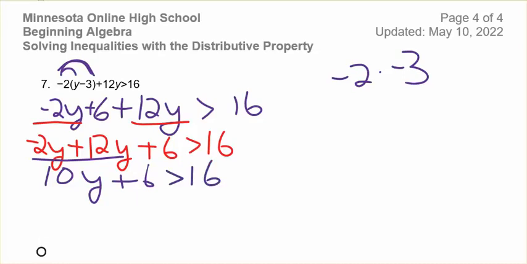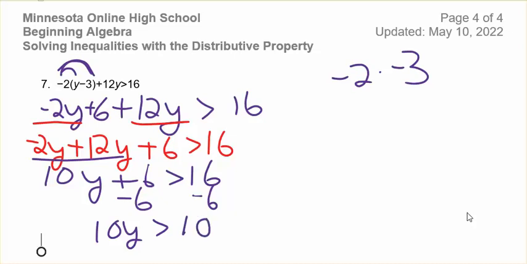And now we're ready for step 3, which is to undo what is being added. I need to undo this plus 6. So the opposite of adding 6 would be to subtract 6, and you would get 10y, the 6's cancel, is greater than 16 minus 6 is 10.